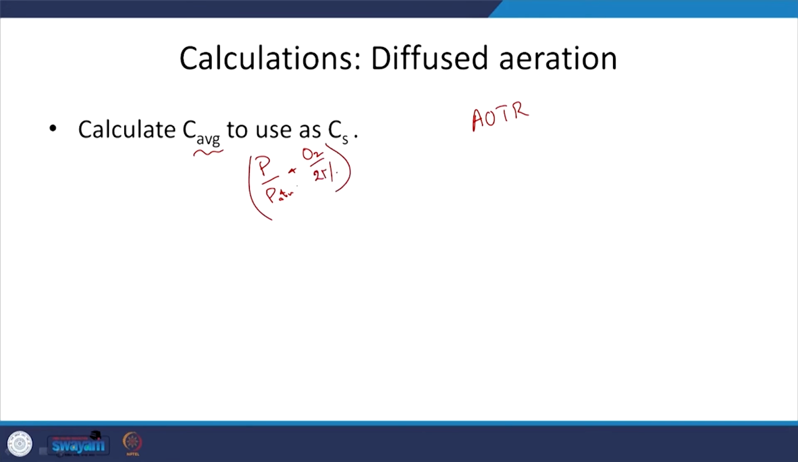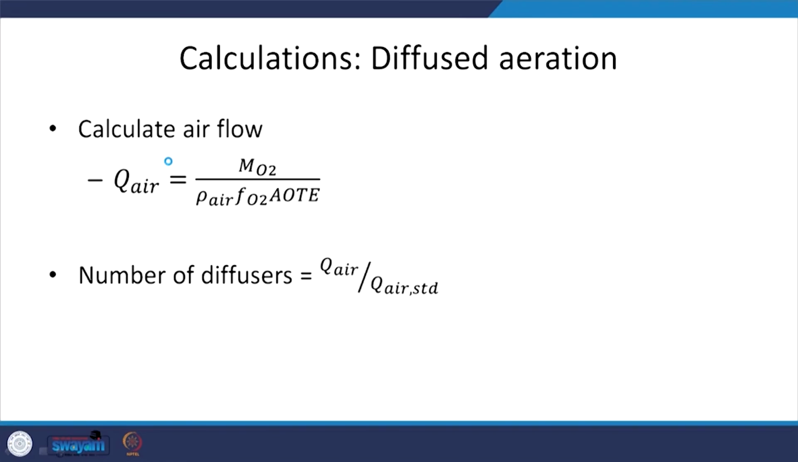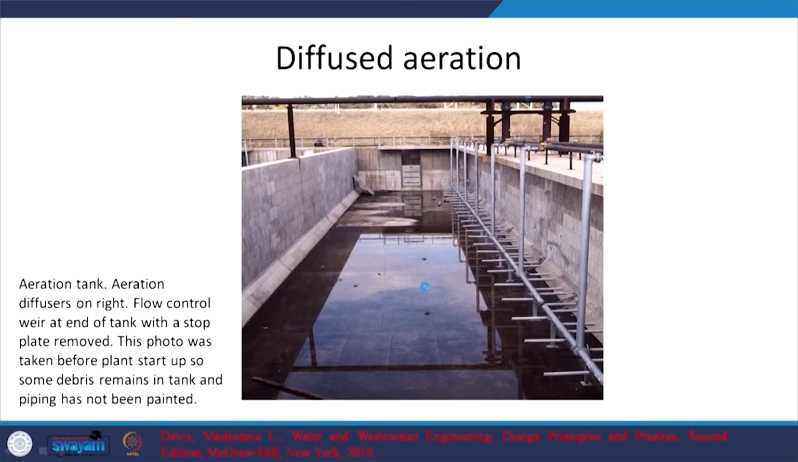So this is what we have. Based on that you will calculate C average, let's say. And then I guess you can calculate AOTR and so on and so forth, and you will calculate the total airflow that's required from this. You have the mass of oxygen required and you know these variables, and thus you can calculate the required airflow. So the number of diffusers obviously will depend upon this total airflow divided by the airflow at standard conditions per diffuser, let's say. So different kinds of diffusers.